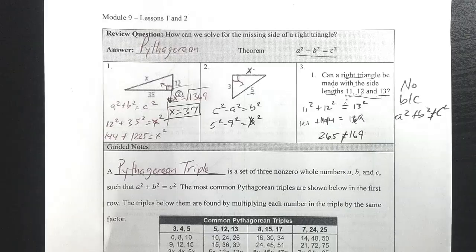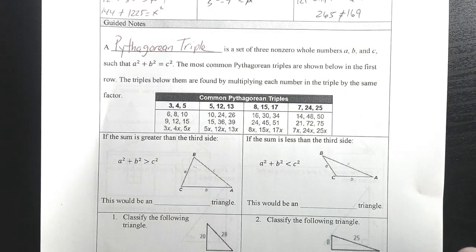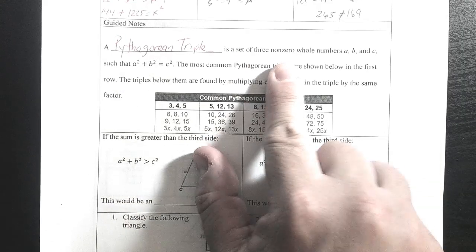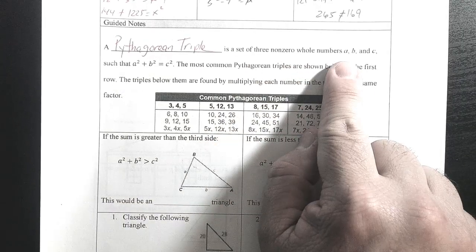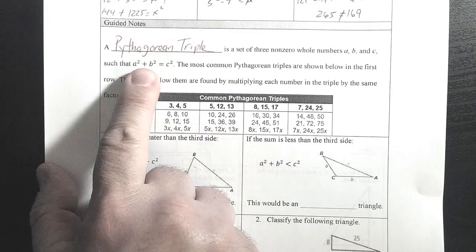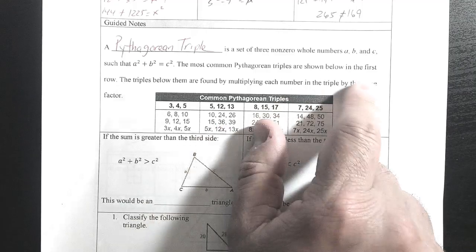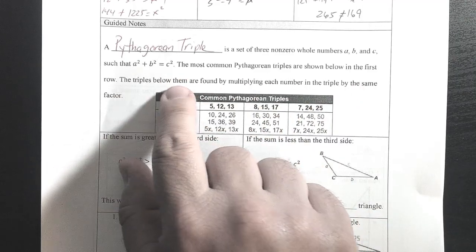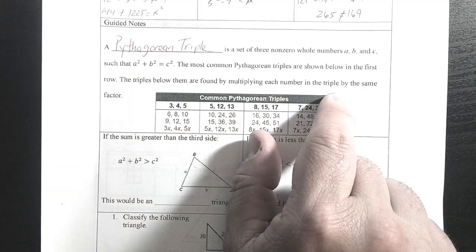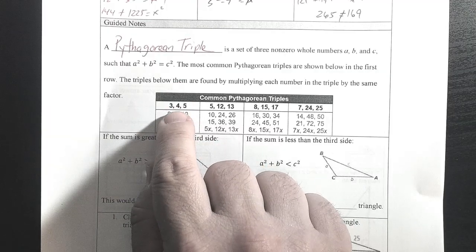Okay, moving on. Guided notes underneath. So Pythagorean Theorem. A Pythagorean triple is a set of three non-zero whole numbers that we're going to call a, b, and c, such that a squared plus b squared equals c squared. The most common Pythagorean triples are shown below in the first row. The triples below them are found by multiplying each number in the triple by the same factor. So you're bold here. So 3, 4, 5.